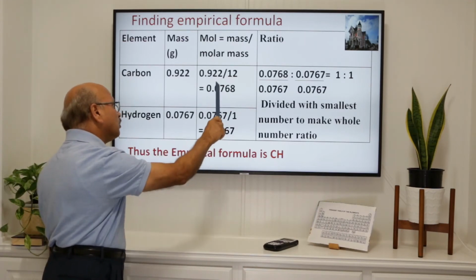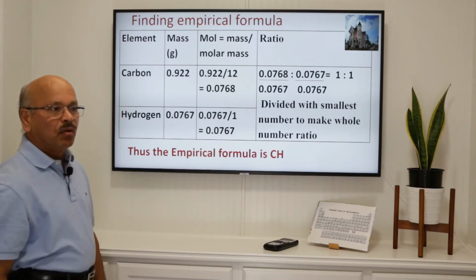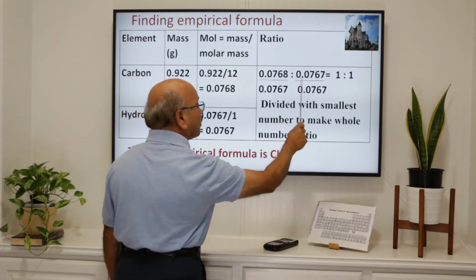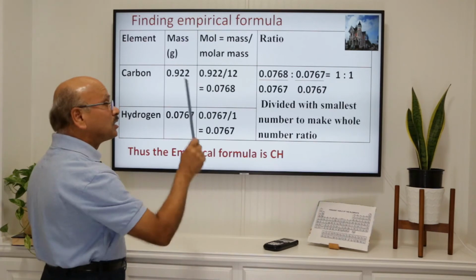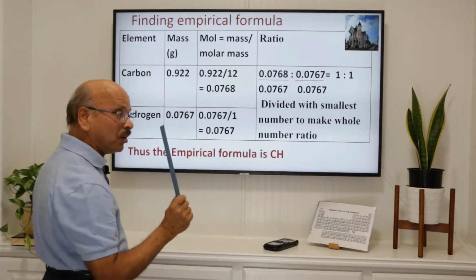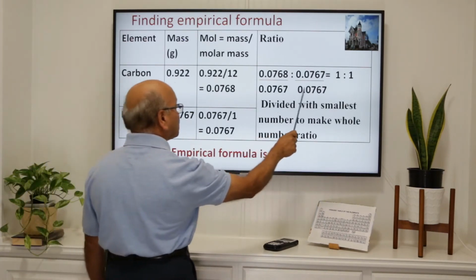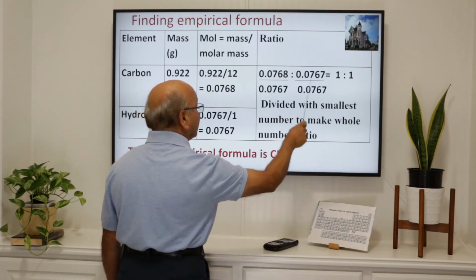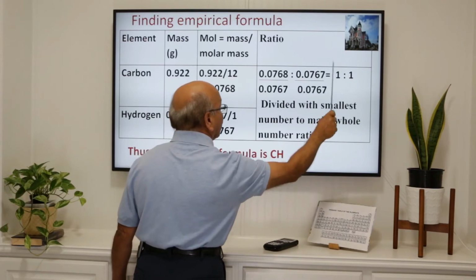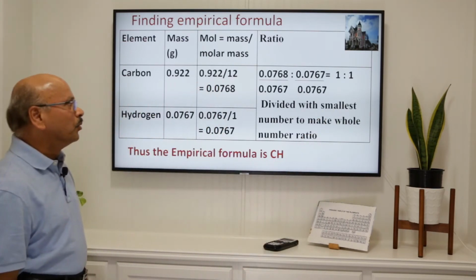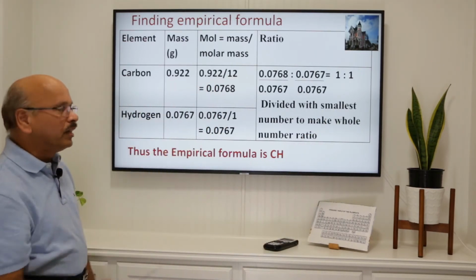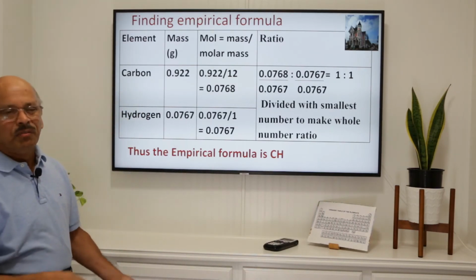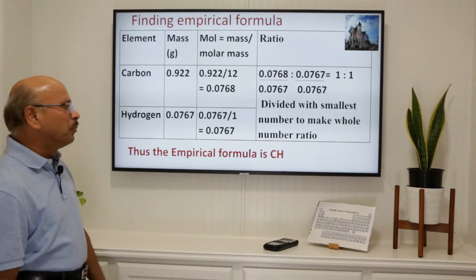So we have moles of carbon, moles of hydrogen. Then what? We have the ratio here, but they are not whole numbers. What do we do? Take the smallest number, divide both of them by the smallest one. Here the smallest number is 0.767, divide both with that. And basically you get a 1:1 ratio. So if the carbon-hydrogen ratio is 1:1, the empirical formula surely is CH, C1H1. Usually we don't write the 1. So that's your empirical formula.